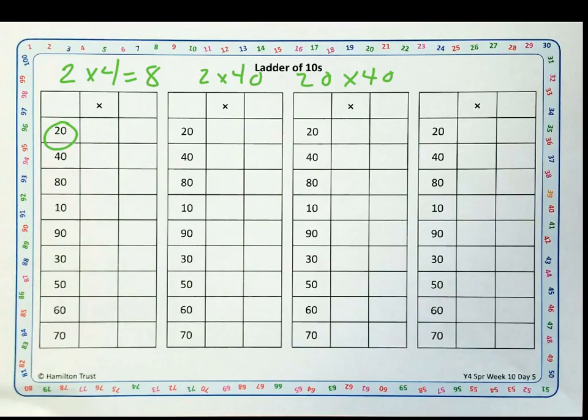Alright, so in this case, where we have 20, I'm going to maybe multiply it by 3, gives me 60. Then I would write in 30 here, and I would write in 300 here. For 40, I might multiply it by 2, then 20, then 200. And for 80, maybe I multiply it by 4, then 40, then 400.